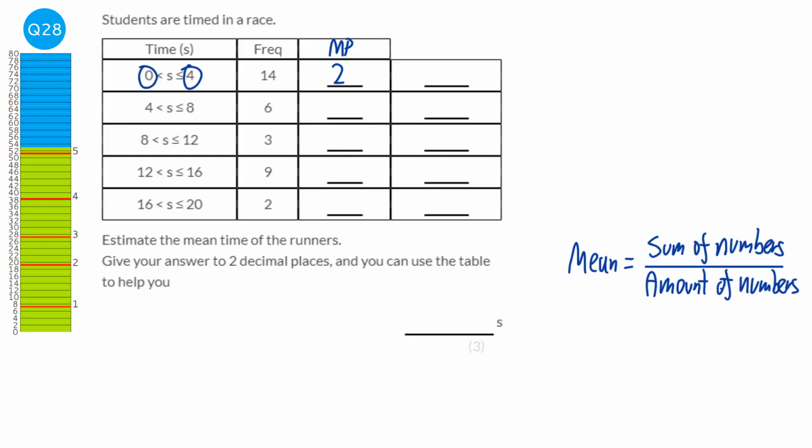Same with the 4 and the 8. Halfway between 4 and 8 is 6, and you can add them together, 12 divided by 2, which is 6. Go down finding the midpoints, and we're just going to assume the students all scored the same amount, all got the same time. Then we're going to do our FS column, okay? And so we're assuming that 14 students got a time of 2 seconds, so when you times those together, you get 28. And we're just going to times all of these together.